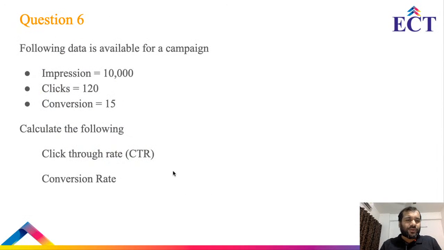Can you just quickly calculate this and then we will end the session? Can you try this? Impressions, suppose, is 10,000 and clicks you got is 120. Conversion is 15 for an advertising campaign. So can you calculate the click-through rate? What will be the click-through rate of that campaign? And what will be the conversion rate for that campaign? So try calculating this one.